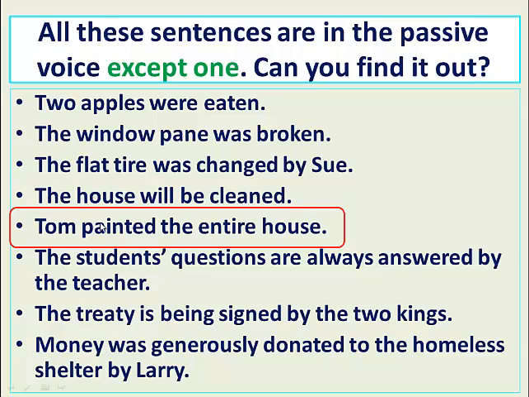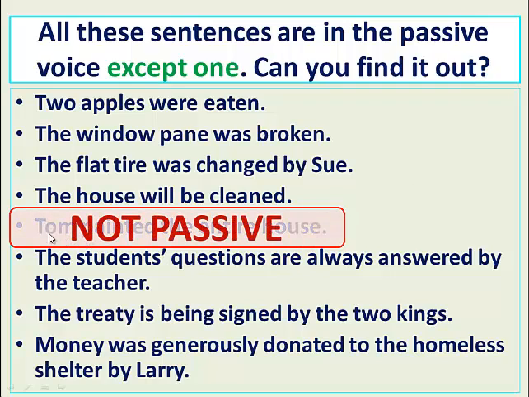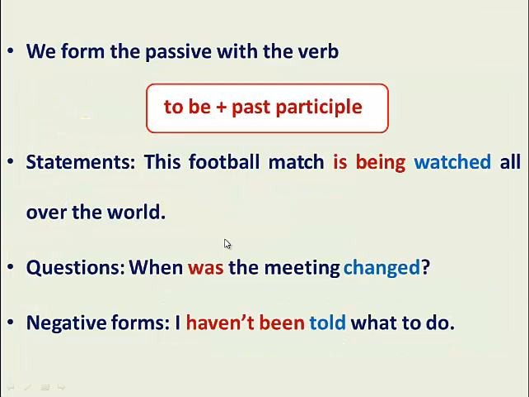In all the other sentences, the subject is the receiver or the recipient of the action. 2 apples were eaten. The window pane was broken. So the window received the action expressed in this verb. So this sentence, Tom painted the entire house, is not a passive sentence.